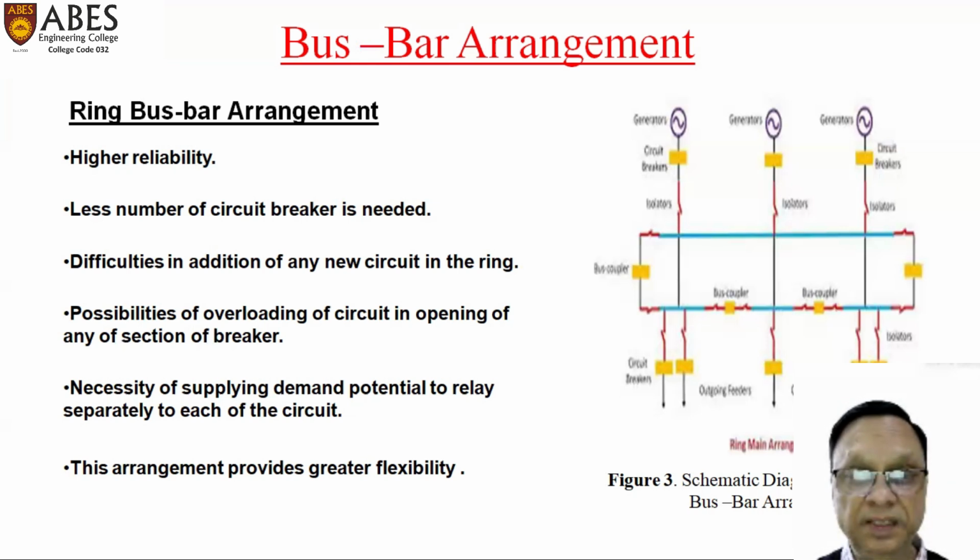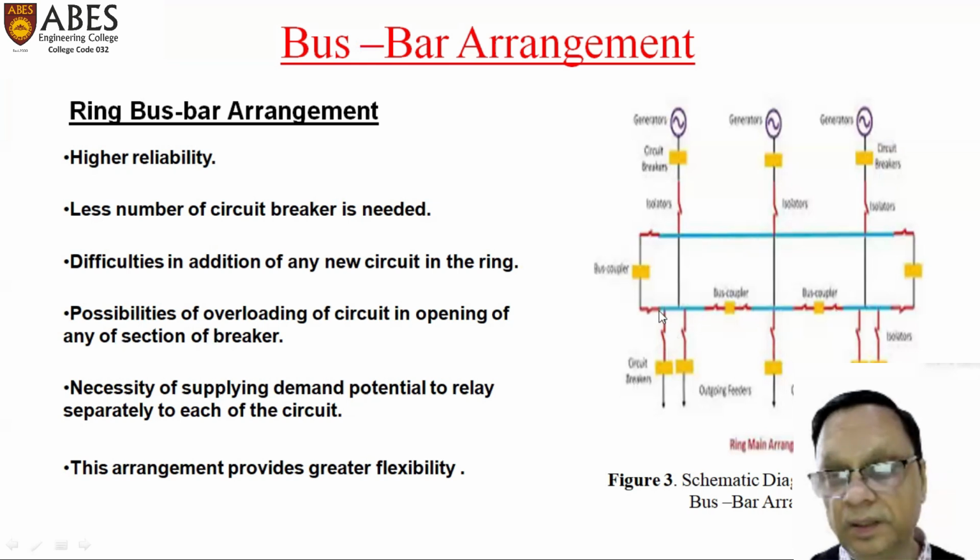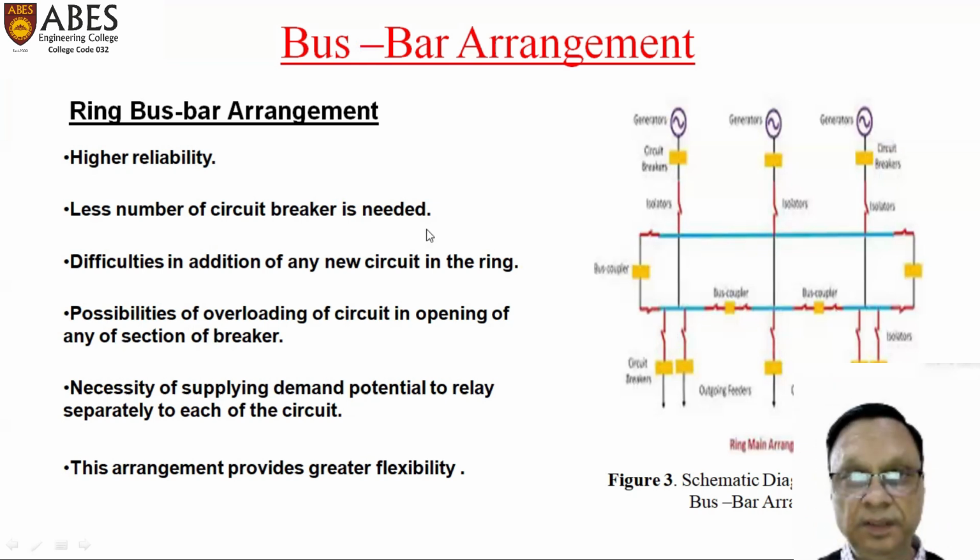Now there is the necessity of supplying demand potential to the relay separately for each of the circuits. If there is any demand, then there is a problem with regard to the bus coupler, because it is formed in a ring. The voltage will be only around the ring through the bus couplers. But the main advantage is the flexibility and reliability. It's very convenient. It's not that difficult as compared to single bus.